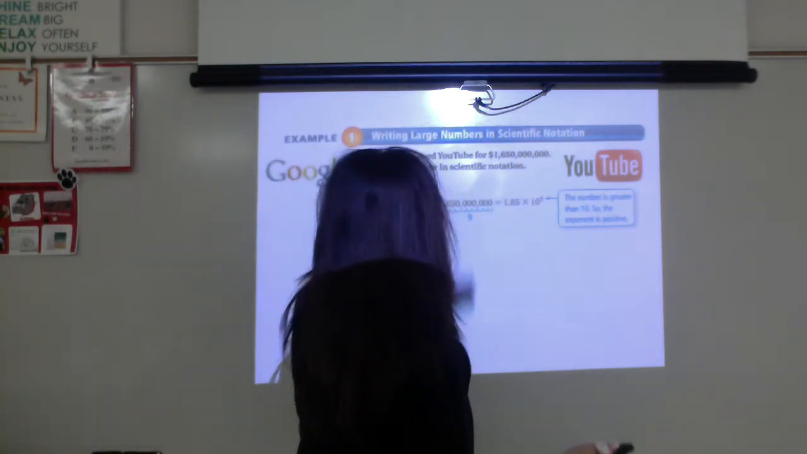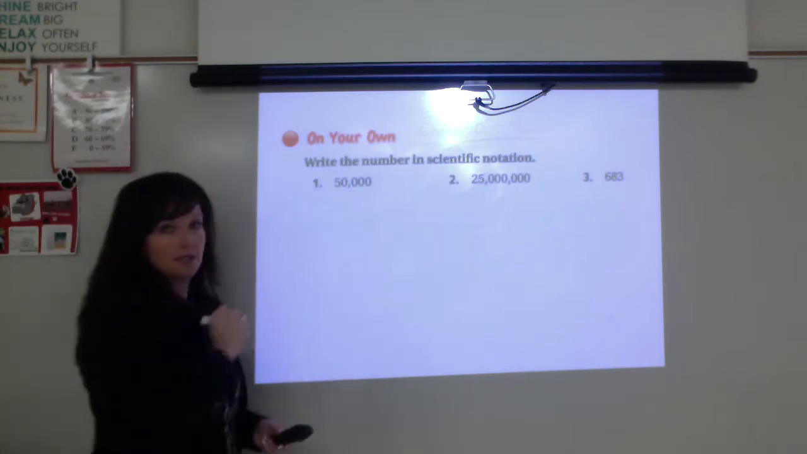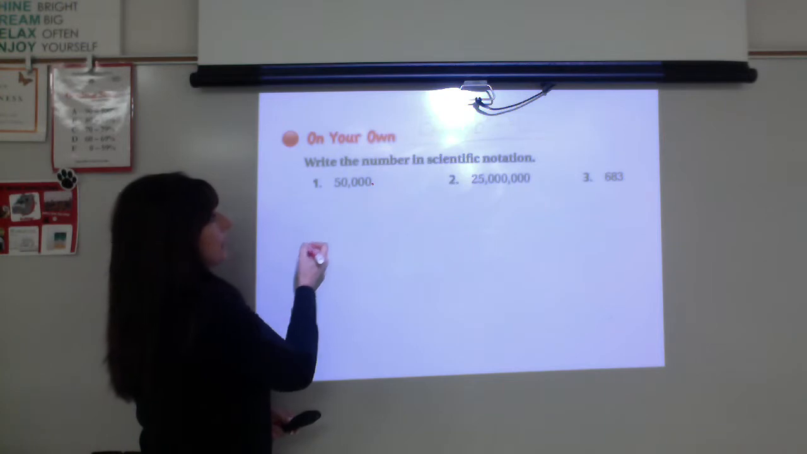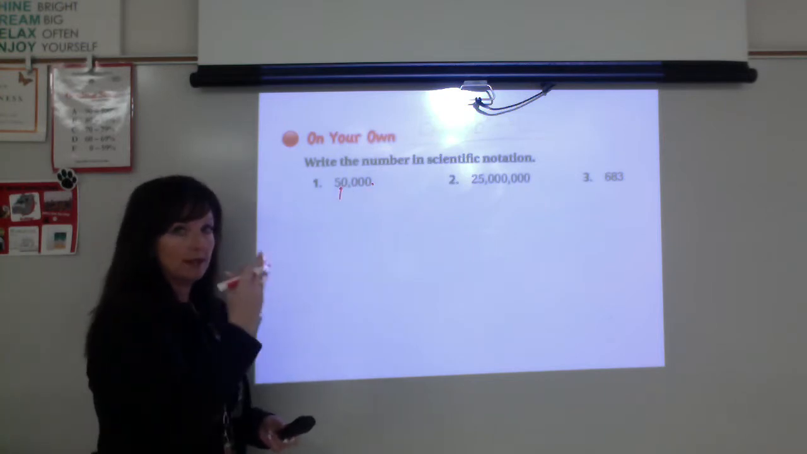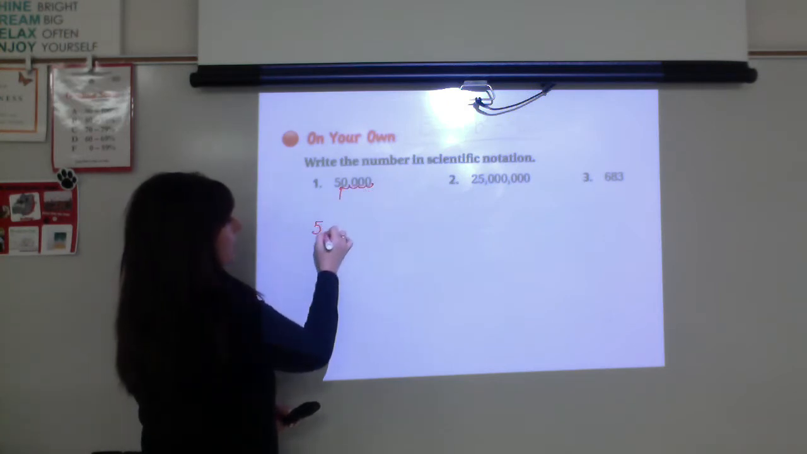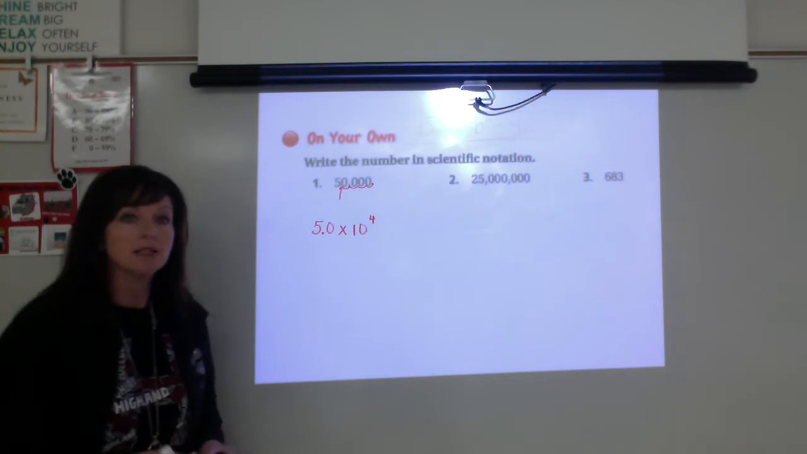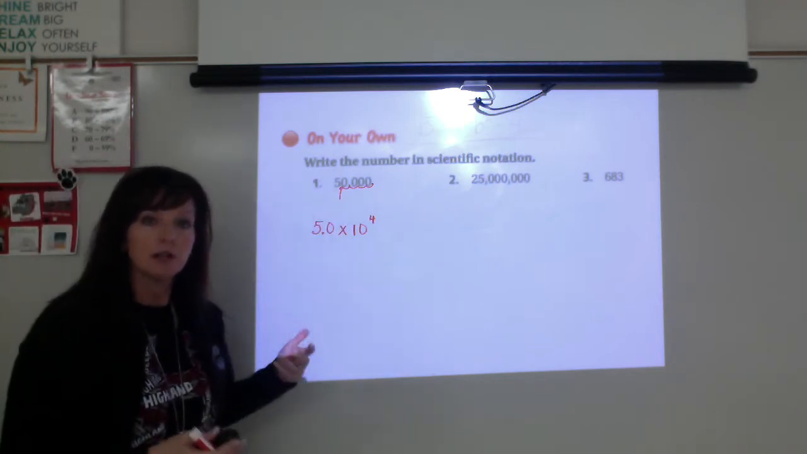All right, so let's try some of those. So 50,000, it's a large number. The decimal point is right here. So to move it, I want to move it right here between the 5 and the 0, to the right of the first non-zero number. So 1, 2, 3, 4. I would write 5.0 times 10 to the positive 4. That positive 4 tells me that the value of this number is large.